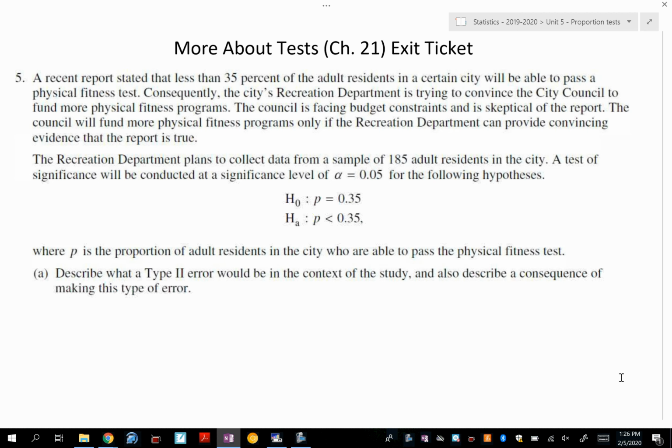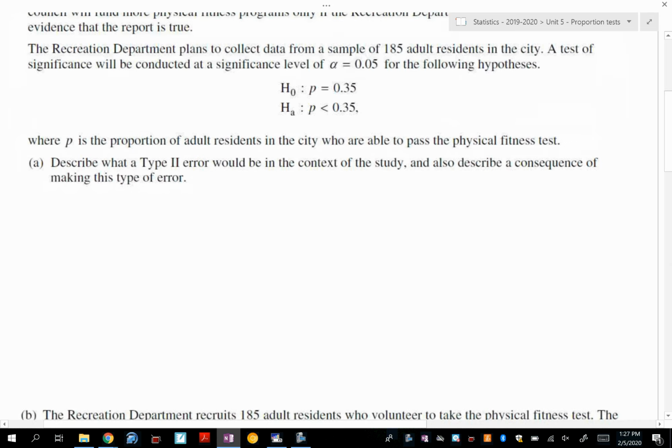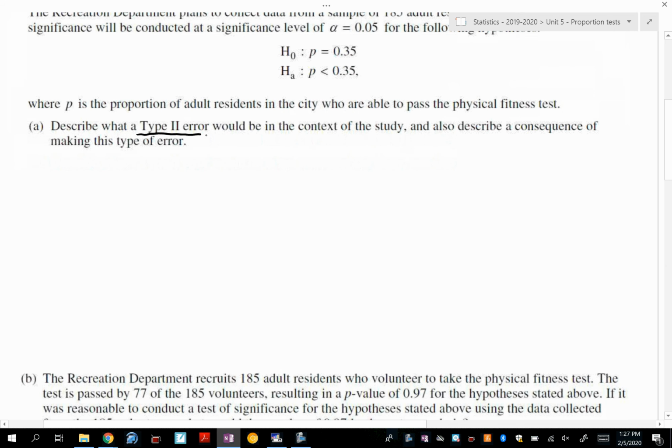Every year when I do this problem, a lot of students get confused because the very first sentence states less than. A lot of times in the problems we do, it'll tell you what we think it is first, and then it'll give you the alternative. But in this case, it's kind of flipped, so just a little bit weird there. But again, the alternative should always be the one that says not equal to, less than, or greater than. Okay? All right, so it says in part A, what is a type 2 error in this study?